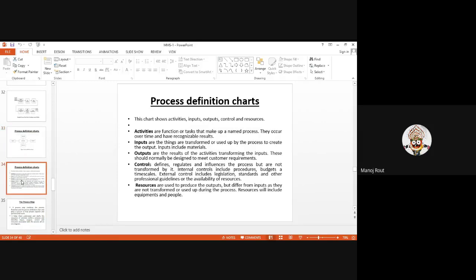In case of resources, they are used to produce the output, but differ from input as they are not transformed or used up during the process. Resources include the equipment and people. I think you got your answer.